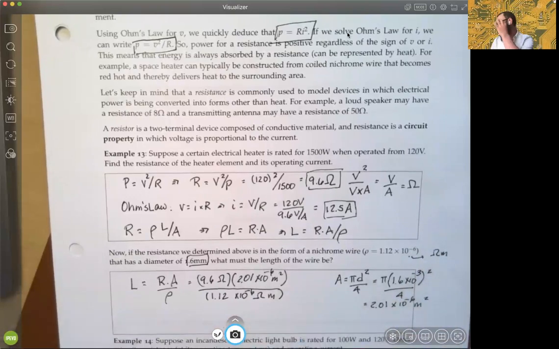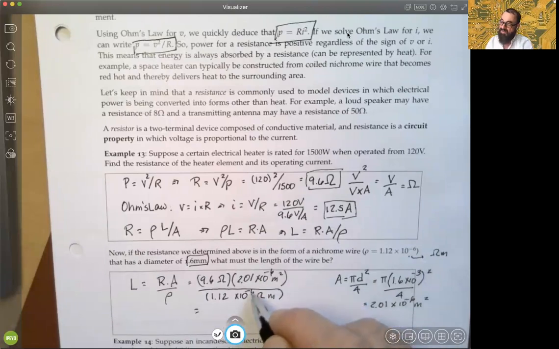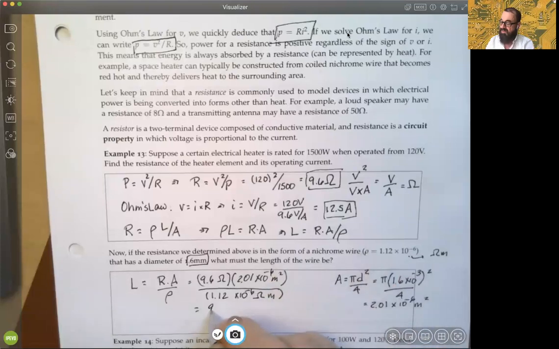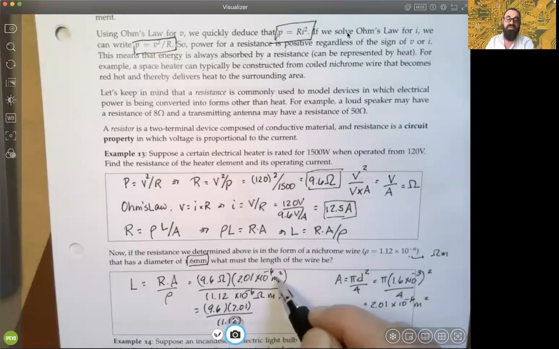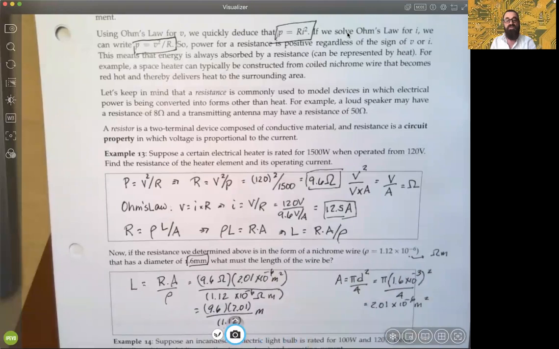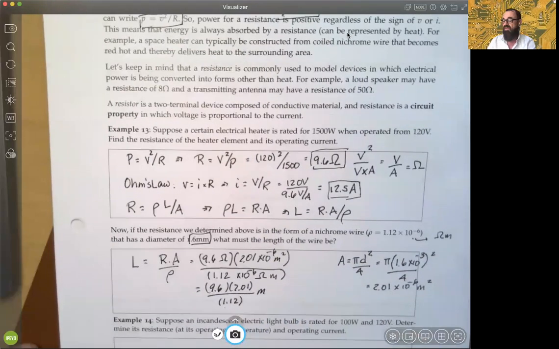Close our parentheses, and let's maybe simplify this computation because we can see what's going to happen here. You can see that these 10 to the minus 6 terms are going to go out very nicely. So you're going to have 9.6 times 2.01, and that is going to be divided by 1.12. The 10 to the minus 6 term has removed itself. Meters goes into meters squared, leaving meters. That's exactly what we need to get back. So make sure our units are lining up correctly. Absolutely, we're getting meters back.